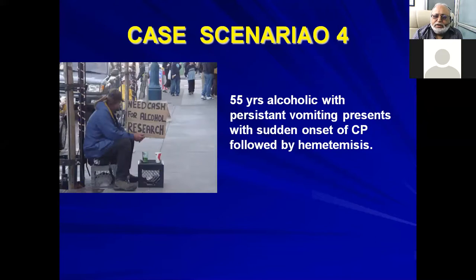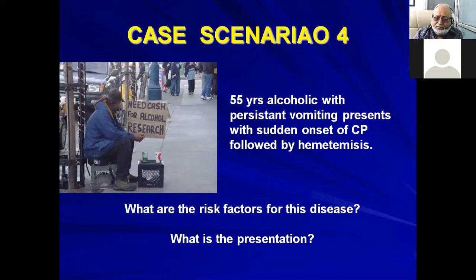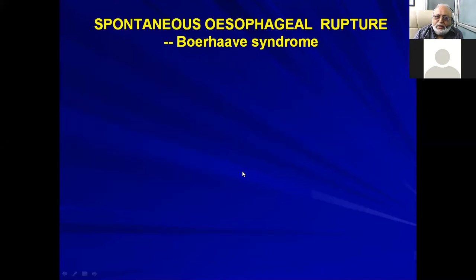A 50, 55 year old alcoholic with persistent vomiting after a binge of drinking presents with sudden onset of chest pain followed by hematemesis. He has massive hematemesis. Now, what is this disease and what are the risk factors for this disease? This is known as Boerhaave syndrome or spontaneous esophageal rupture.